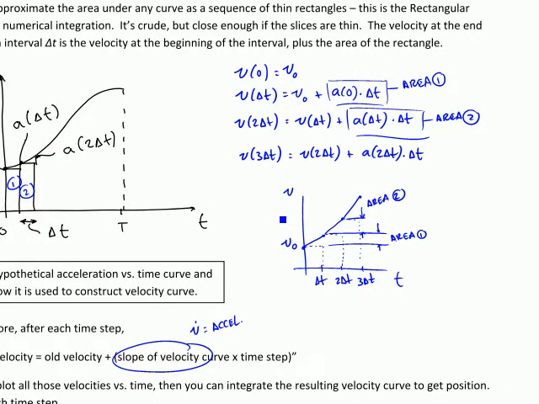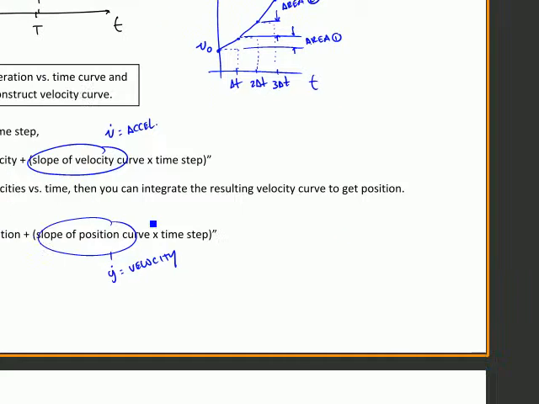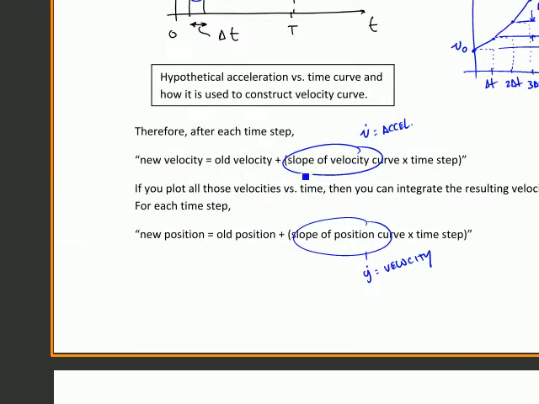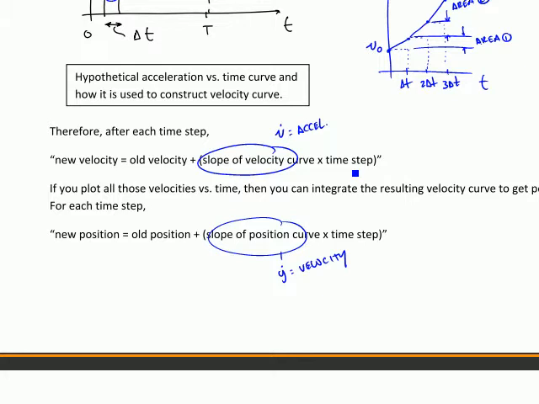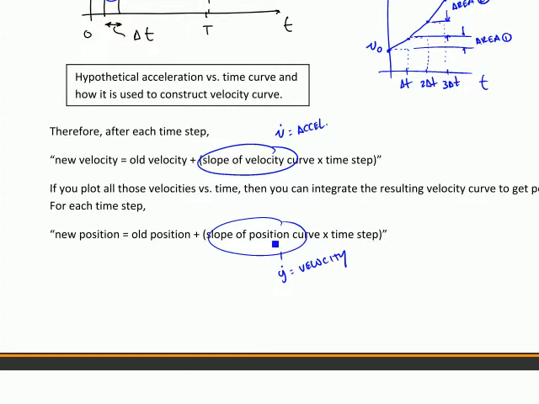If you know your velocity, then your new position is going to be your old position plus velocity times time. So after each time step, new velocity is old velocity plus slope times time step, where the slope of velocity is acceleration. New position is going to be old position plus position curve slope times time step, where position curve slope is velocity.